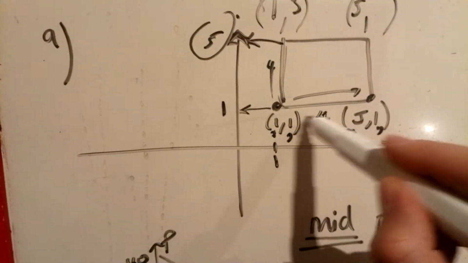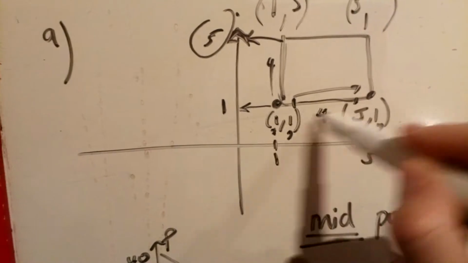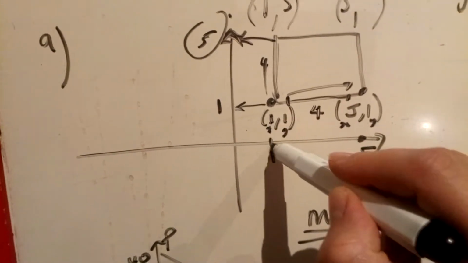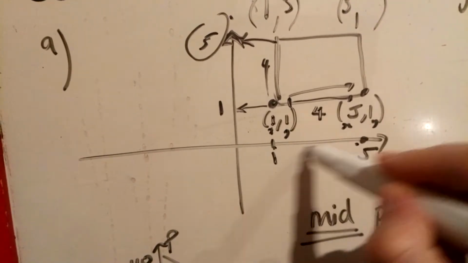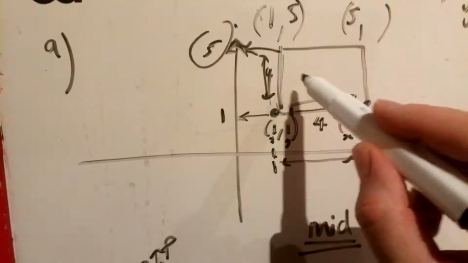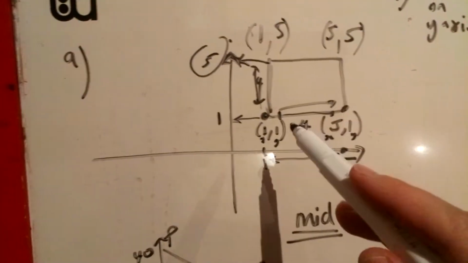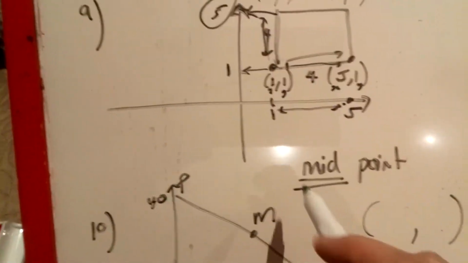Did you see how I did it? So that's 4 here, the 4 gap. So that would be one axis, 1 to 5, and the difference would be 4. So this would also be 4, so 1 to 5. Hence this would be 5 in this case. So you can work out the next one.